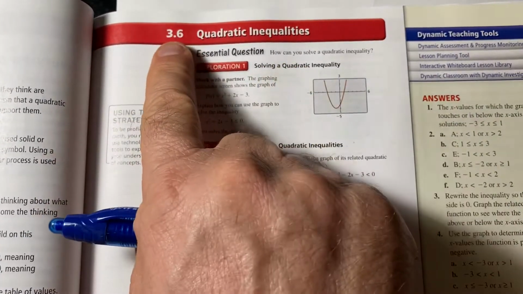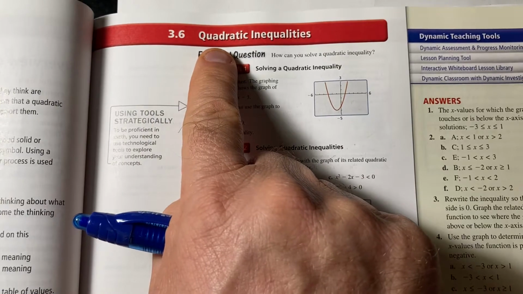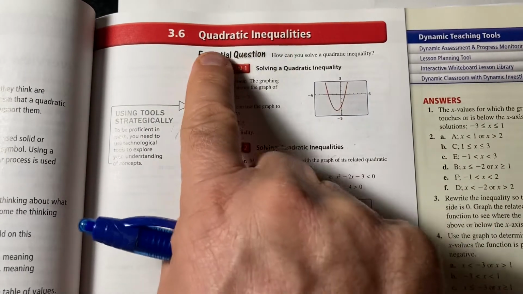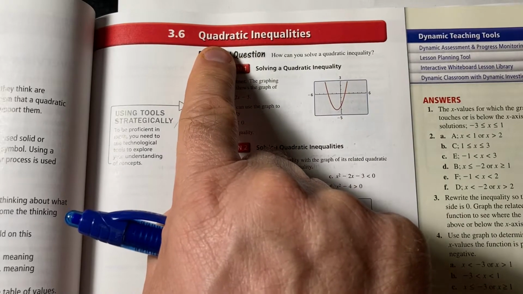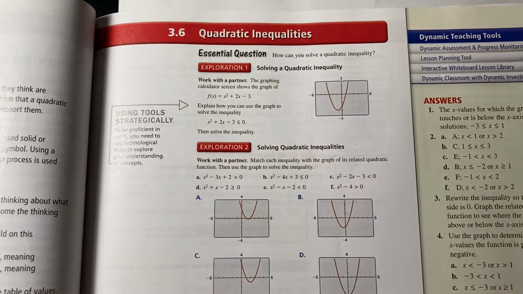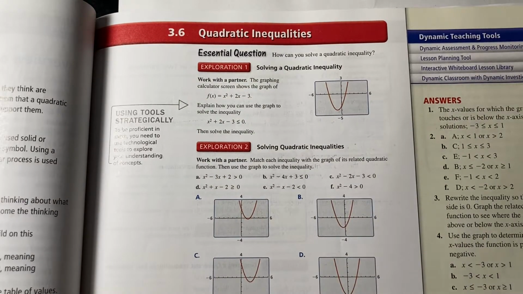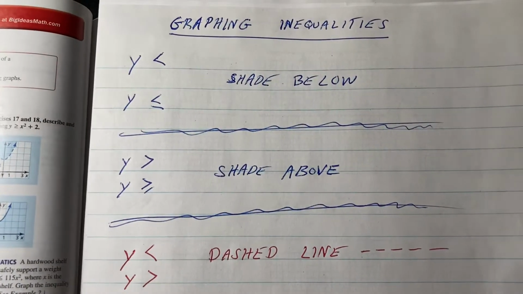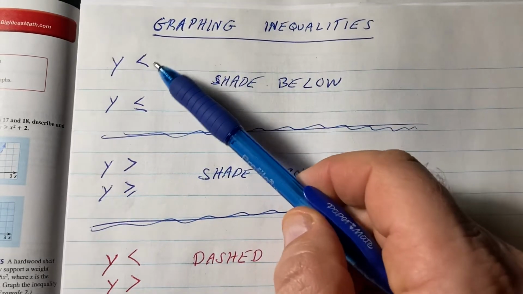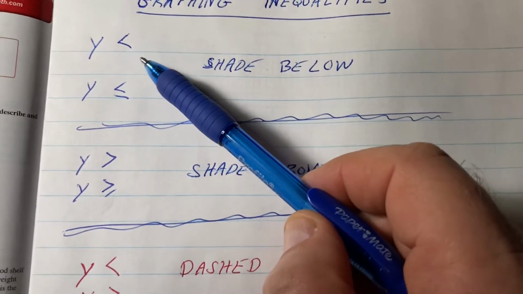All right, and then 3.6 quadratic inequalities. Quadratic inequalities means it's a quadratic equation. Inequalities means it's no longer an equation, there's no equal signs, they would have inequalities. So what does it mean by graphing inequalities? It means we're going to have these signs right here.